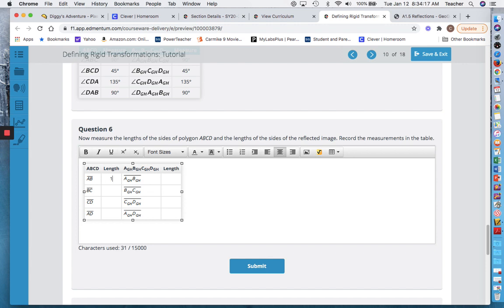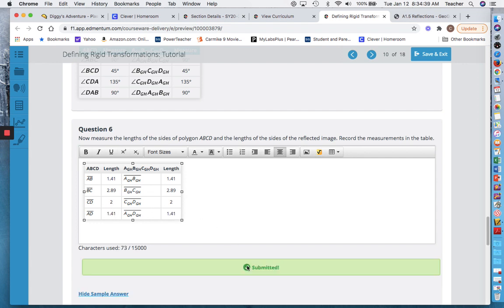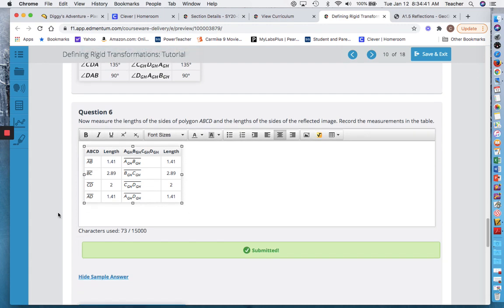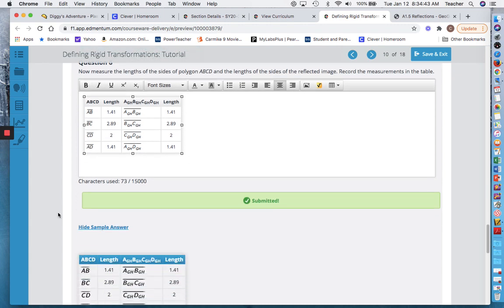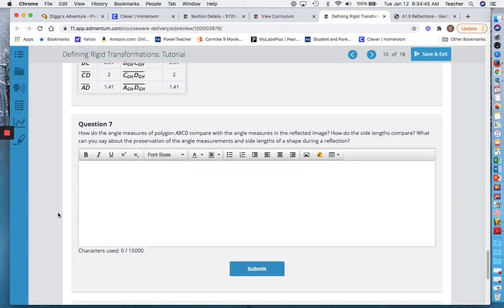So AB was 1.41. The new AB, 1.41. The original BC was 2.83. The image, 2.83. All right, CD, the pre-image was 2. The image was 2. AD, the pre-image was 1.41. And the image is 1.41. So they didn't change in size, you guys. This is most definitely a rigid transformation or a rigid motion.